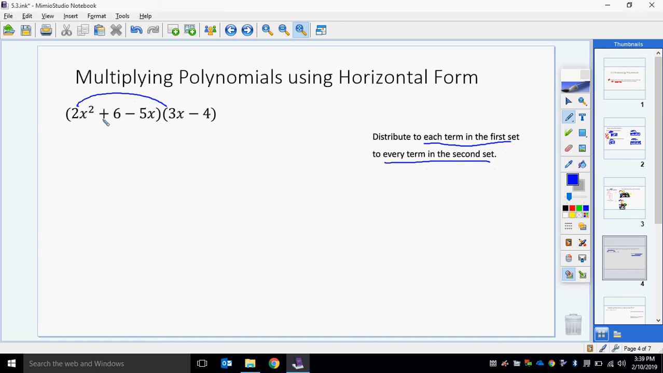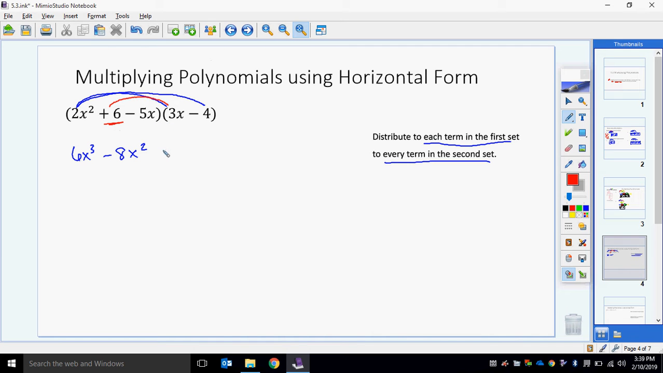2x squared times 3x would be 6x cubed. And then you just keep going. You give it to the first one, now give it to the back one. So a 2x squared times a -4 is a -8x squared. And then you hop over, so you gave this first term to every term in the second parentheses. Now we're on to the 6. We need to give this term to every part of this parentheses.